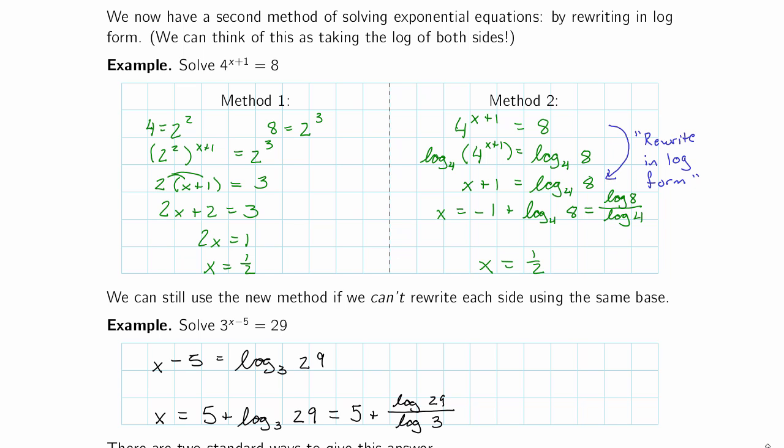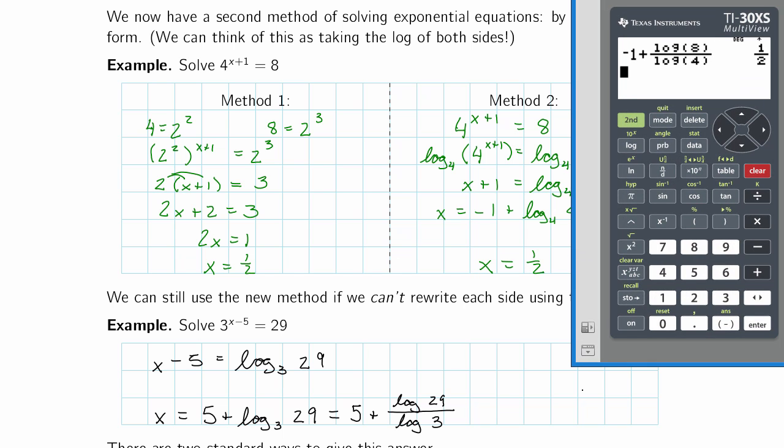In the last example, good things happened to us when we threw that into the calculator. Let's see what happens if we throw this one into the calculator. We'll say 5 plus the log of 29 over the log of 3. We get some nasty decimal. This calculator loves giving us fractions. If it could make this a fraction, it would. It can't. So how can we give this answer? There are 2 possible ways to give this answer.